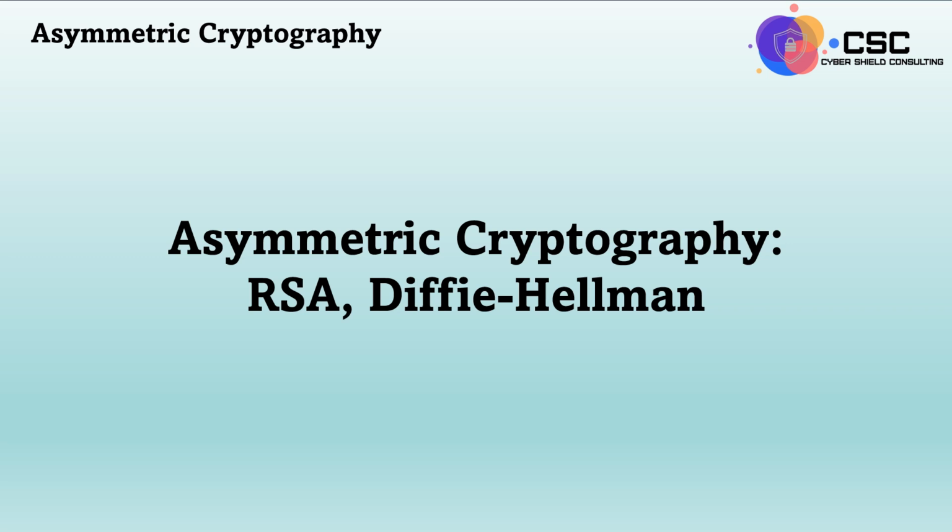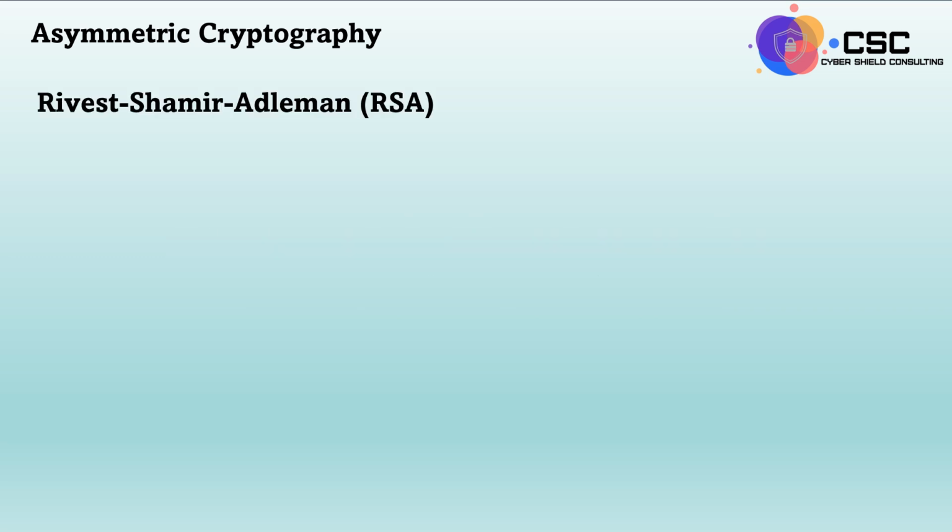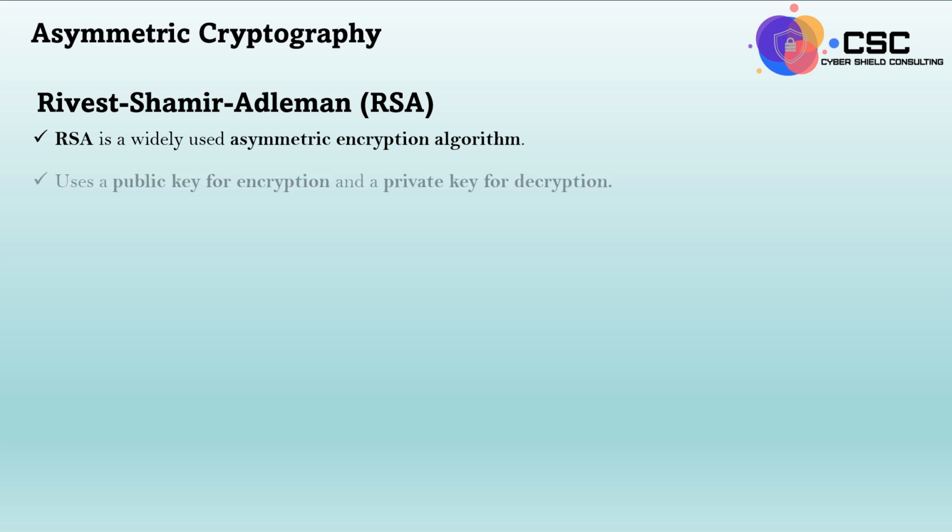By the end of this video, you will have a solid understanding of how these encryption methods work and why they are crucial for modern cybersecurity. Let's begin by introducing RSA encryption, one of the most widely used asymmetric encryption algorithms. Unlike symmetric encryption, which relies on a single shared key, RSA operates with a pair of keys, a public key for encryption and a private key which is used for decryption.